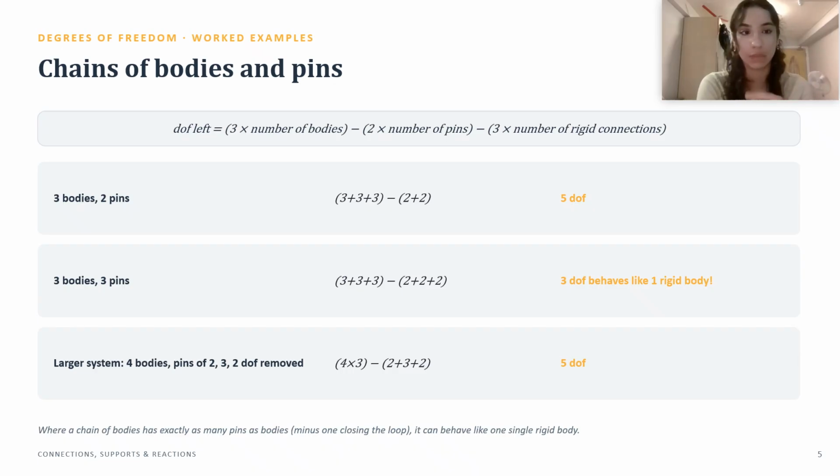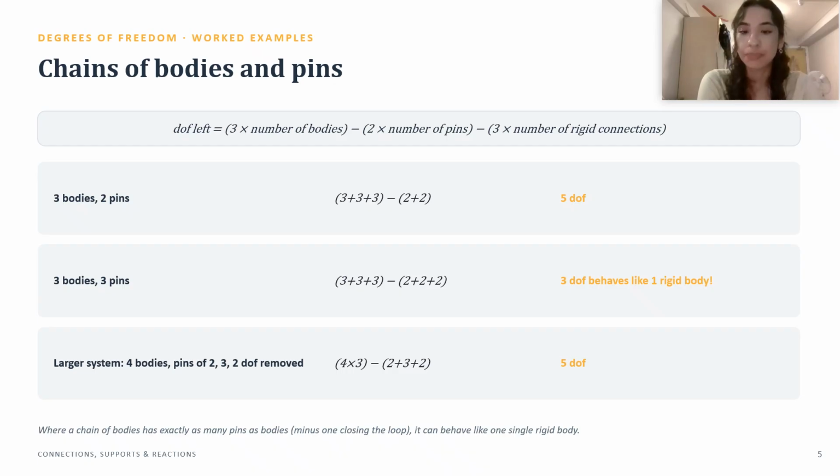In the previous slide, we talked about how to find the degrees of freedom. Now, here is the proper formula that will always help you. The degrees of freedom left we can always find by saying, first of all, 3 times the number of bodies you have. It also depends on the dimension, whether it's a 2D body or a 3D body. Then minus 2 times the number of pins you have, minus 3 times the rigid connections you have.